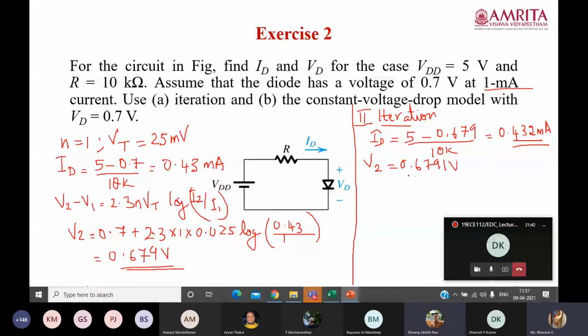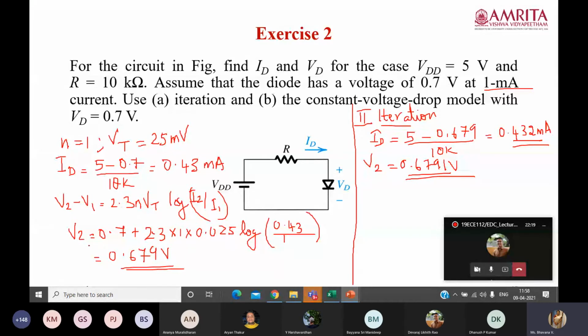0.6791 volt. Ma'am, actually, when we took the log, yes, we got 0.679. When we're taking the log value of 0.432 by 0.43, ma'am, it can be approximated to 1 and we can eliminate the whole term. Don't approximate. Ma'am, the log value is 1.0047. It won't be proper. You just put it as such, whatever you are getting. Yes, ma'am. So you are getting V2 equal to 0.6791 volt.